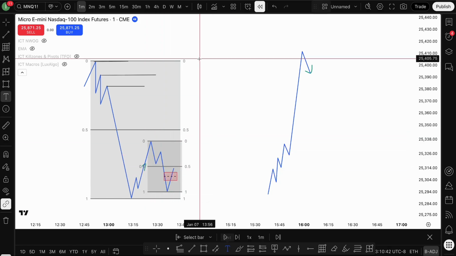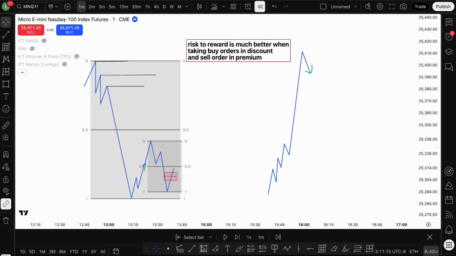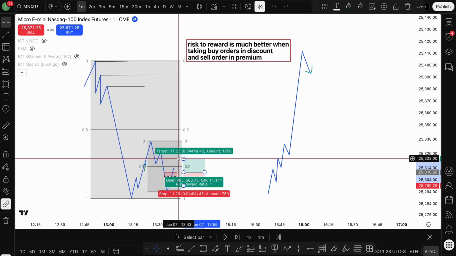Your risk to reward is much better when taking buy orders in discount, and sell orders in premium. And I'll show you what I mean by this. Okay, so if we're taking a long or a buy order, right, off of, let's say your model's an inverse fair value gap, this is what I trade, right? You would enter right there after we get the confirmation of closing through.